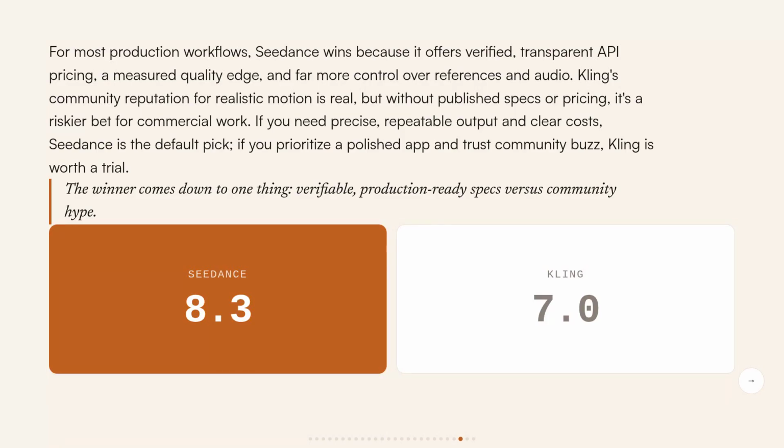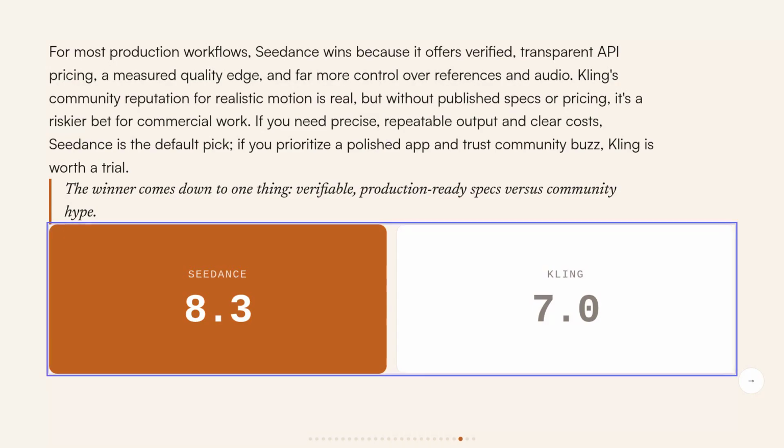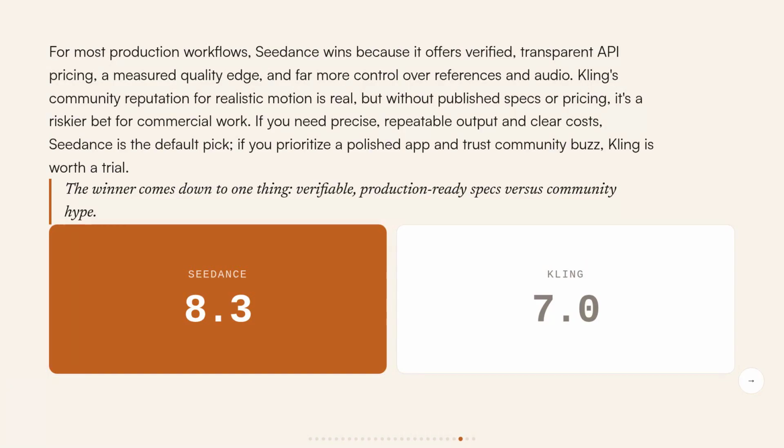The overall default pick is Seedance, and the reason comes down to one thing. It's the tool with benchmarks you can check and pricing you can plan around. That beats a tool where half the numbers are still someone's best guess. Kling might close that gap as it matures, but right now, verified beats promising.